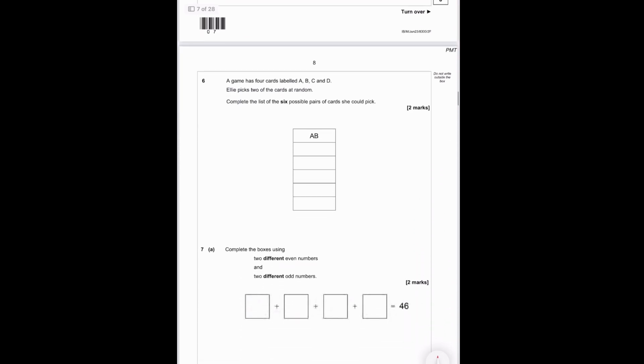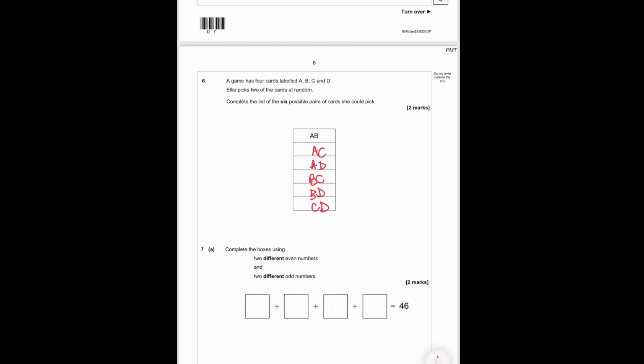A game has 4 cars labelled A, B, C, D. Ellie picks 2 of the cars at random. Complete the list that she could have. So she could have AB, AC, AD. She could have BC, BD and CD.